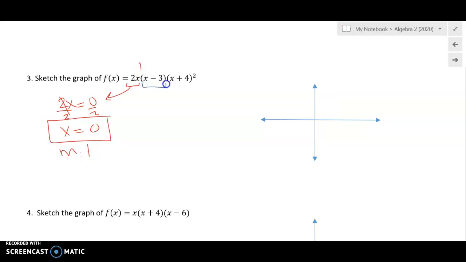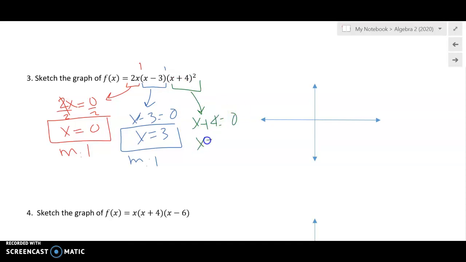Okay, let's do the next one. x minus 3, set it equal to 0. I get that x is equal to +3. Okay, oops, I almost forgot, multiplicity is 1. And then this last piece here, x plus 4, set it equal to 0. Solve for x. I get x is -4, and this one is unique. It has multiplicity of 2, which hopefully you're thinking, okay, there's a bounce. And then I have multiplicity 1, and multiplicity 2.